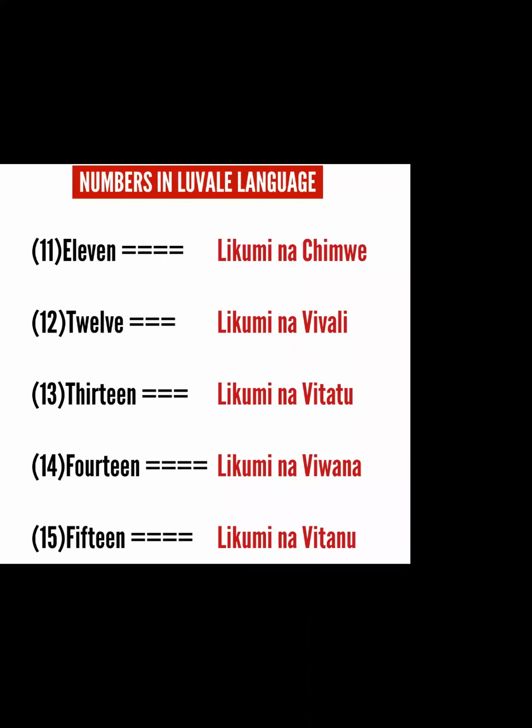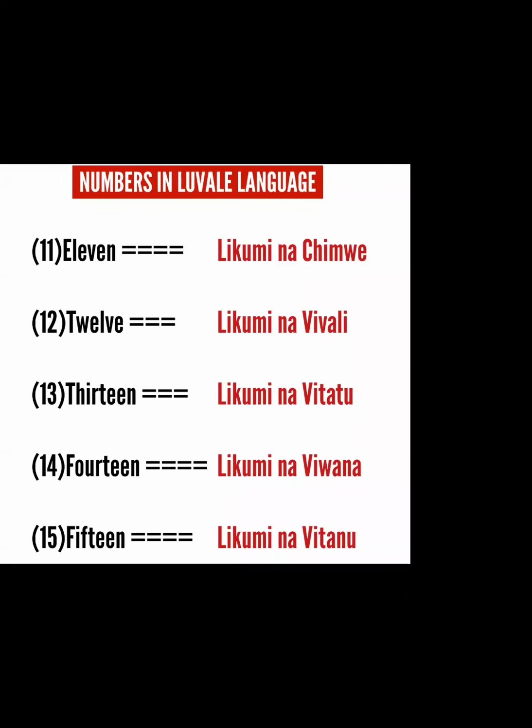Let's go to 11 to 15. Today we're going up to 20. You see what I said, numbers in Luvale build up from each other. From 1 to 5, these are the most important numbers. If you know them by heart, all the other numbers will just flow.